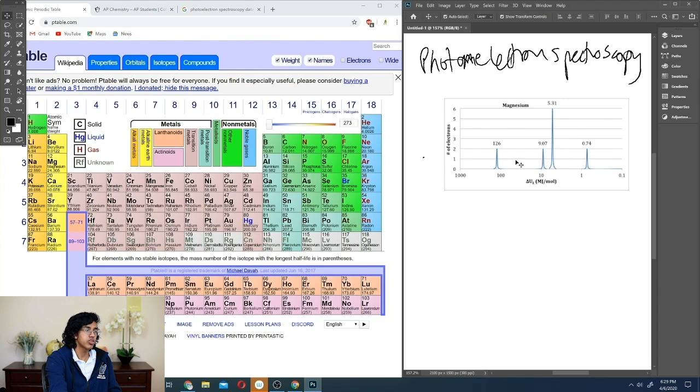And you could tell the height is the number of electrons. Sometimes they don't give you this, but you can tell the relative height is the number of electrons. So this is going to be 1s2, this is 2s2, then this is 2p6, and this is 3s2. So that's how you find your electron configuration from photoelectron spectroscopy. There's really not much else to photoelectron spectroscopy except knowing how it works, but yeah, that's it.